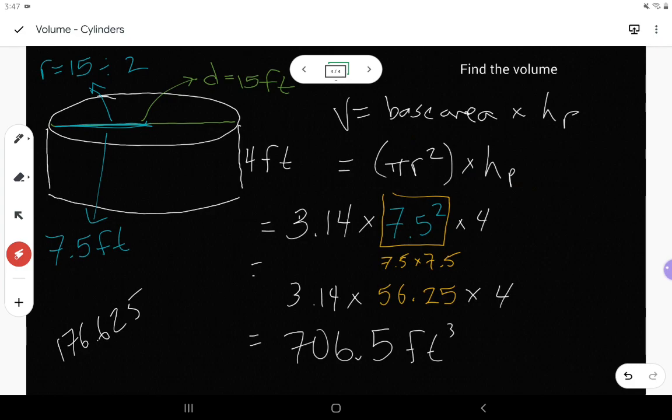Do be careful. Make sure your information tells you what your radius is. If you are given diameter to start with, cut your diameter in half or divide it by 2 to get your radius. This formula only works using the radius. So if you are given diameter, make sure you change it. And that is finding volume of a cylinder.